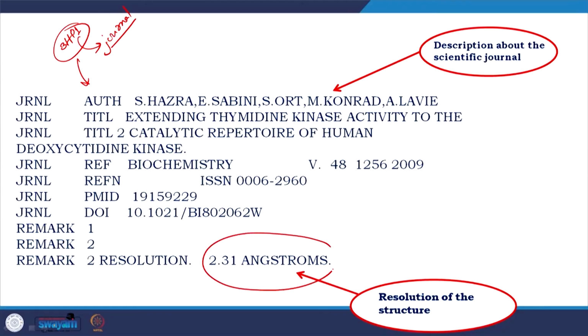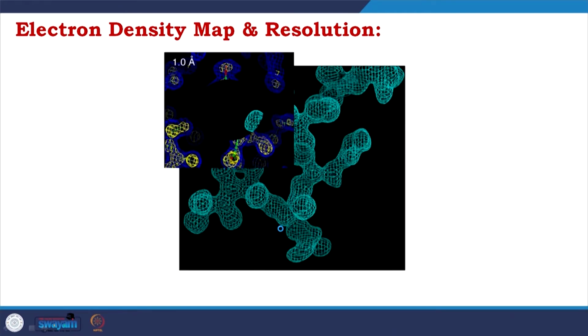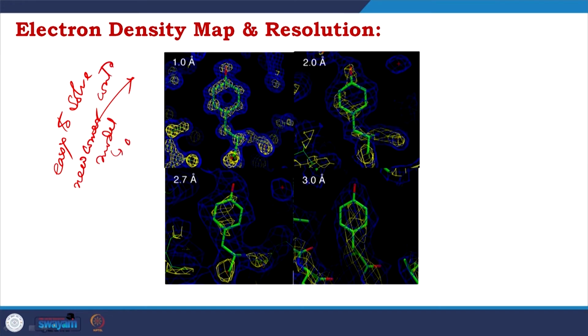for further exploration of science. Resolution is very important. Why? I talked about that, but just for a quick refresher, this is the same structure, but we get it at different resolutions: 1 angstrom, 2 angstrom, 2.7 angstrom, 3 angstrom. When you get it at 1 angstrom, it is so beautiful, so confident, that it is easy to solve, and even a newcomer could model it using automated model building.